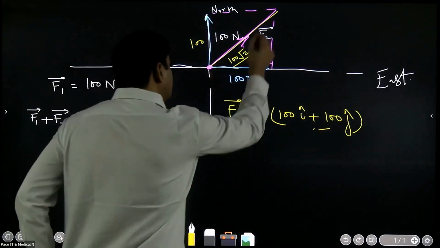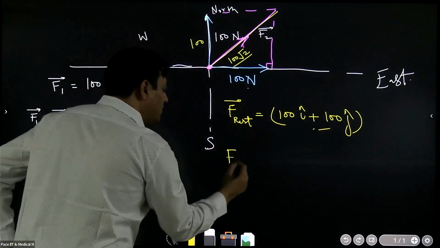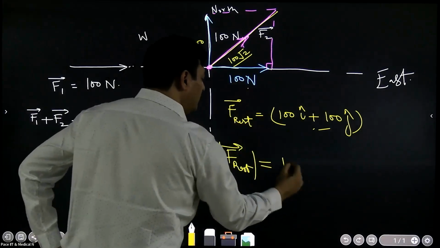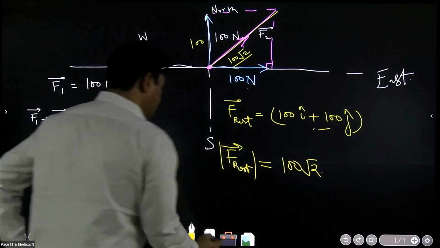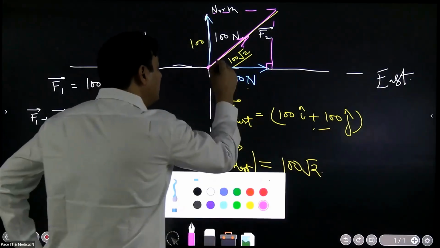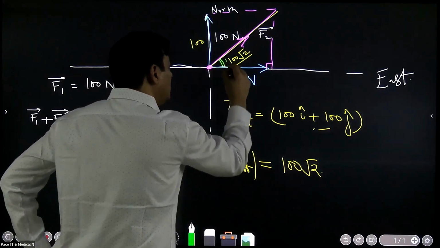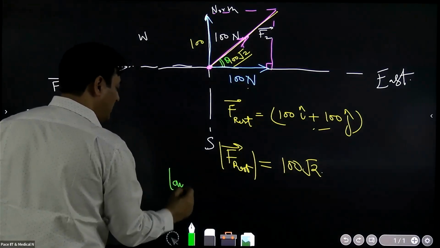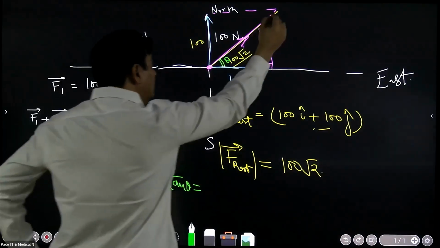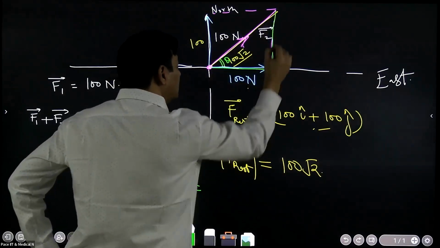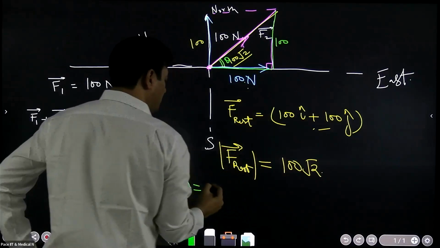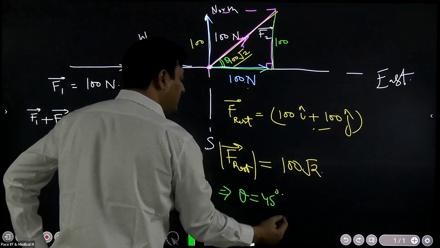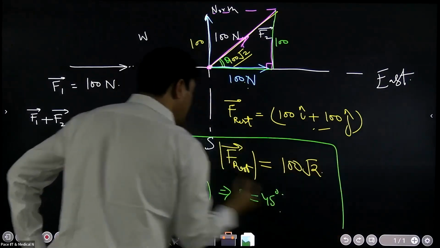There is another method to write the same force. You will tell the magnitude. The magnitude of the resultant is how much? 100 root 2. And the resultant makes an angle theta with the horizontal direction. That theta will be how much? Quick. Tan theta will be this side divided by this side. This is 100, this is 100, 100 upon 100 is 1. So theta will be equal to 45 degrees. So this is another way of saying the same thing.